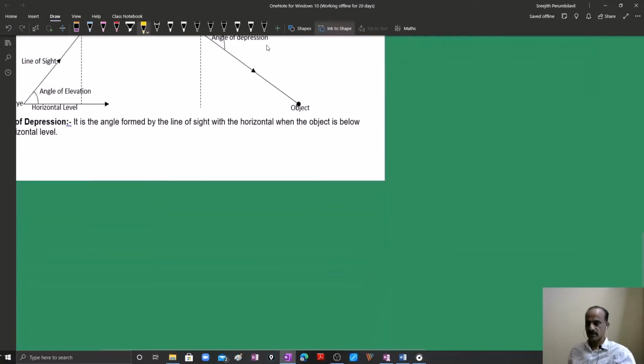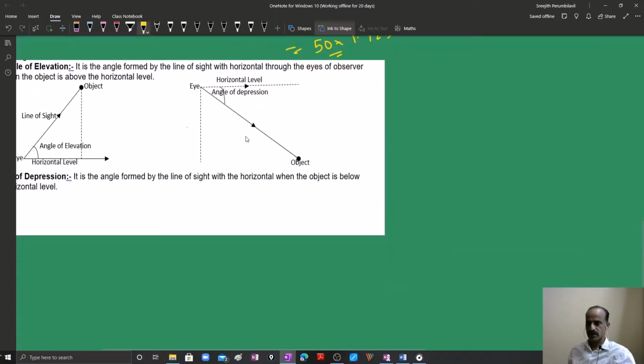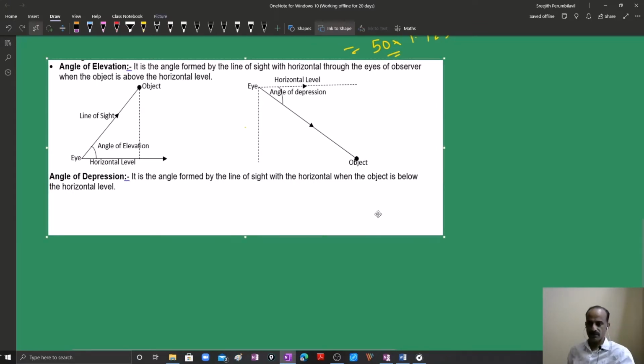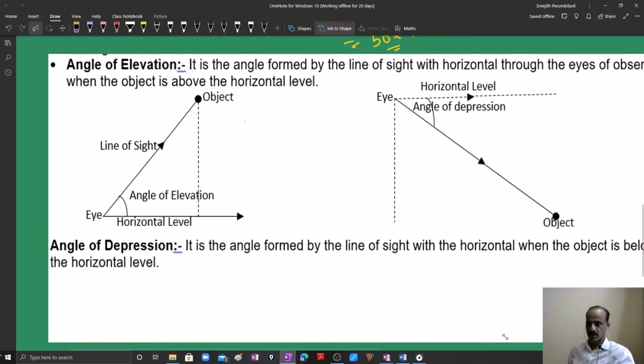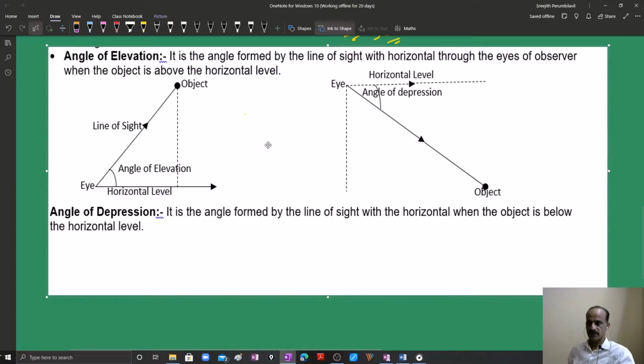Now let us look at this. There are two things that we are discussing here. One is the angle of elevation. What does this say? Angle of elevation. It is the angle formed by the line of sight with the horizontal through the eye of the observer when the object is above the horizontal level.